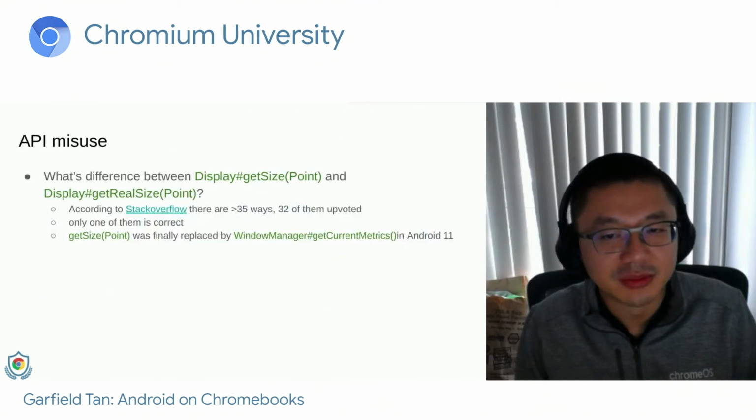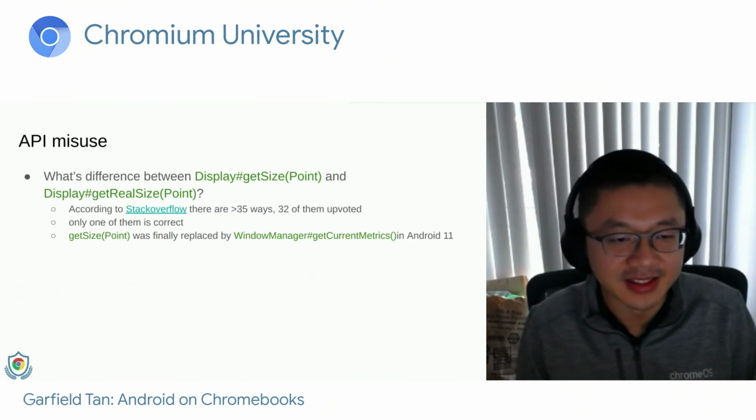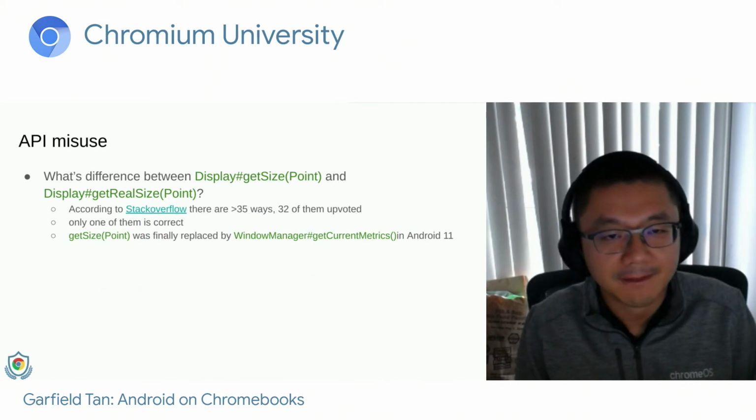API misuse isn't rare, not only because developers don't bear PC environments in mind, but also because of some interesting history behind Android API. We have display get size and display get real size. I don't think anybody can get a sense of what they really do behind the scenes. It turns out display get size actually returns the window size if it's a freeform window.